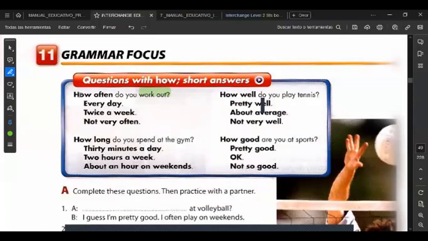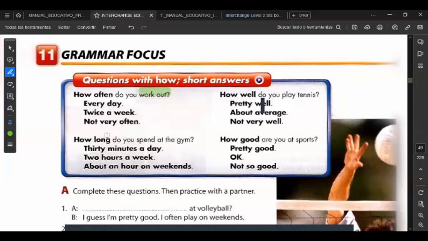So you can answer with frequency adverbs. Or you can answer with these words: every day, twice a week, not very often, right? How often do you work out? How often do you exercise? Every day, twice a week, once a week, not very often. How long do you spend at the gym? 30 minutes a day, 2 hours a week, about an hour on weekends.